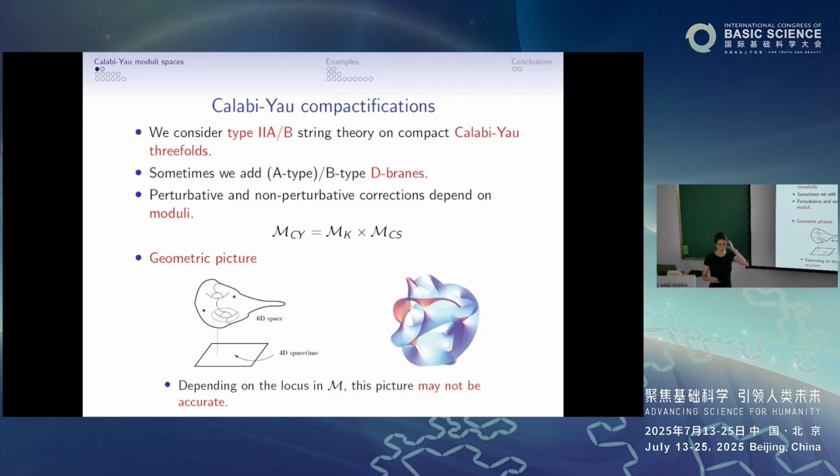When we think about a Calabi-Yau compactification, we typically have this very standard cartoon in mind. So we have some 4D spacetime and then some internal smooth geometry with some extra structure that may come from D-branes or fluxes. And very often we think about examples like the quintic. So depending on where we are in the moduli space, this simple geometric picture of a compactification in a smooth Calabi-Yau manifold may not necessarily be accurate. And this is basically what this talk is going to be about.